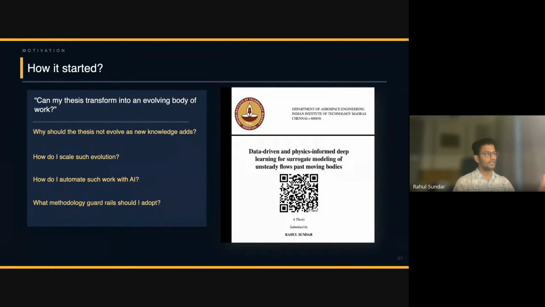And the 4 large questions were: why should the thesis not evolve as new knowledge adds? How do I scale such evolution? How do I automate such work with AI? And what methodology guardrails should I adopt, given that I have some expertise in data-driven and physics-informed deep learning? These were the large guiding questions.